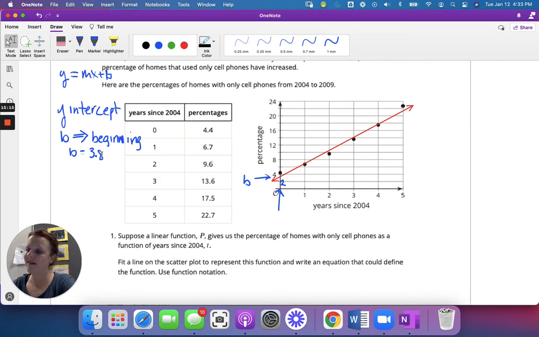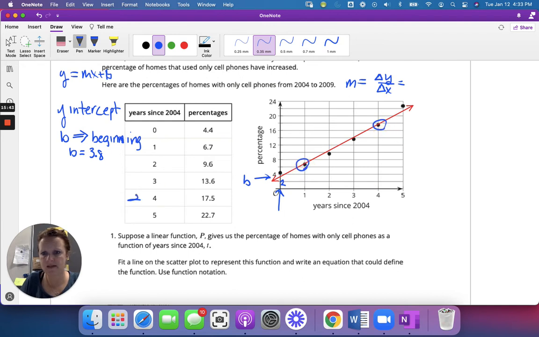And now we need the slope, right? And the slope is the change in y. It's rise over run. It's the average rate of change. Average rate of change, slope, rise over run. So the change in y over the change in x. That triangle means delta, which means change. So since we're on these points, I'm going to grab them. So that's this one and this one.